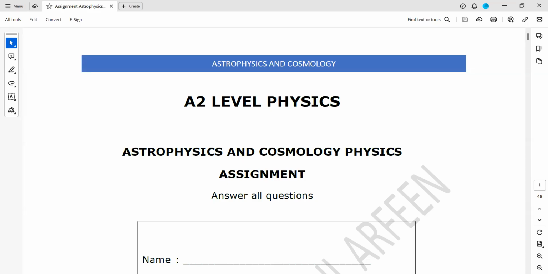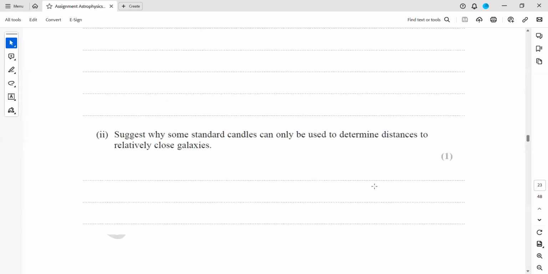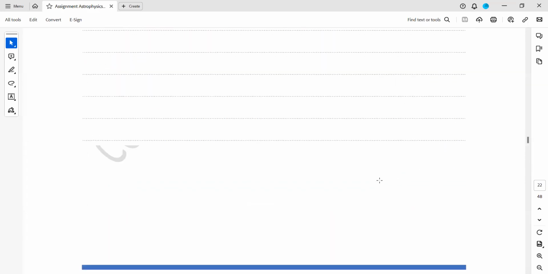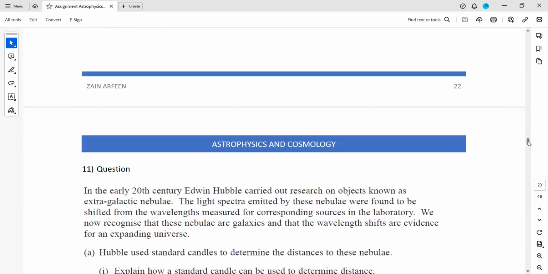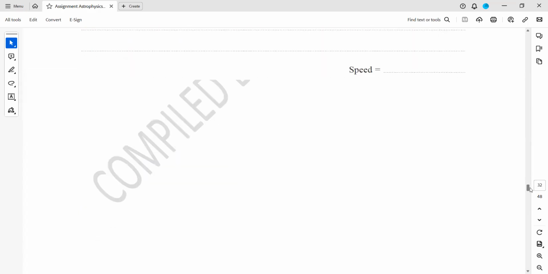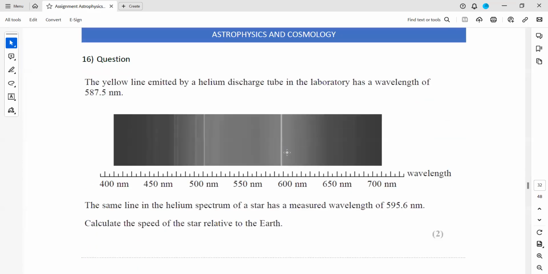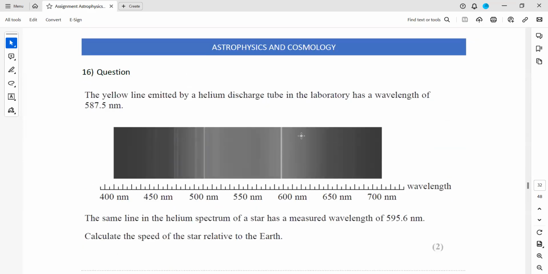So this is exercise astrophysics. Question 15 we did last, and question 16. In this question, as you can see here, the spectrum is given.